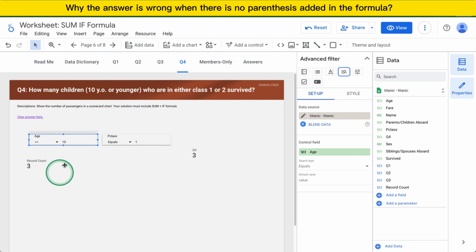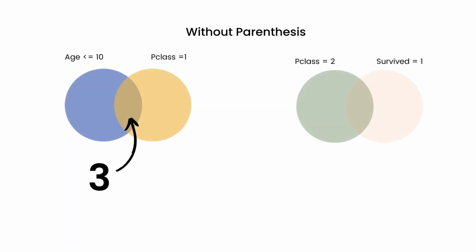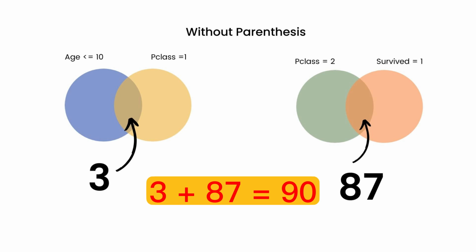So if we filter using the rules, we can get the first rule, which is 3, and the second rule is 87. This would actually give us the people with less than 10 years old that are in P class 1, and also the people who are in P class 2 and survive, regardless of how old they are. So in actual, we have 90 of them.